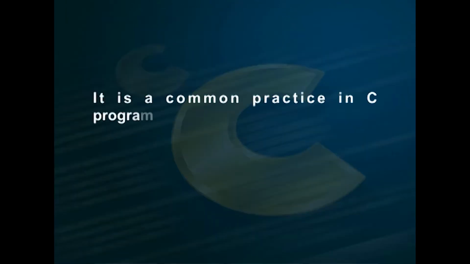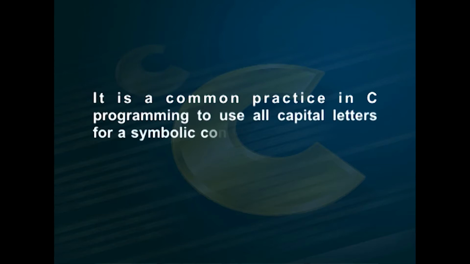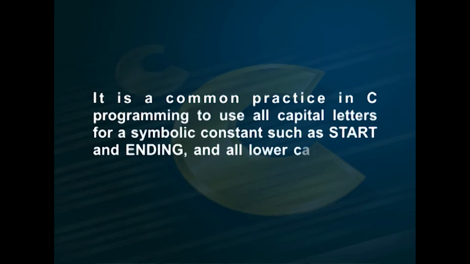This also helps in keeping a constant that could take different values depending on the compiler. For example, EOF is -1 in most of the compilers, but on some compilers we have some other special values. To deal with this, we could define a constant, and depending on which compiler we use, we can change the value of the constant. It is a common practice in C programming to use all capital letters for a symbolic constant such as START or ENDING, and all lowercase letters for variable names. You can use any method you choose, since it is mostly a matter of personal taste.